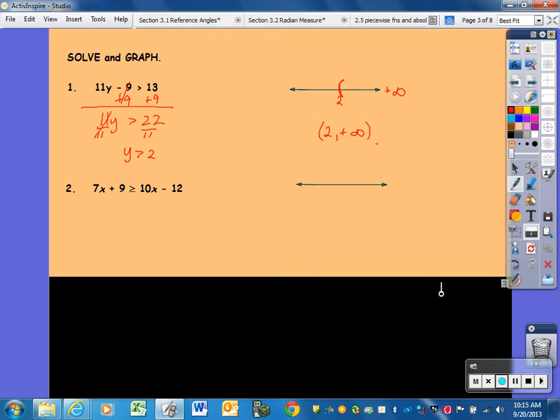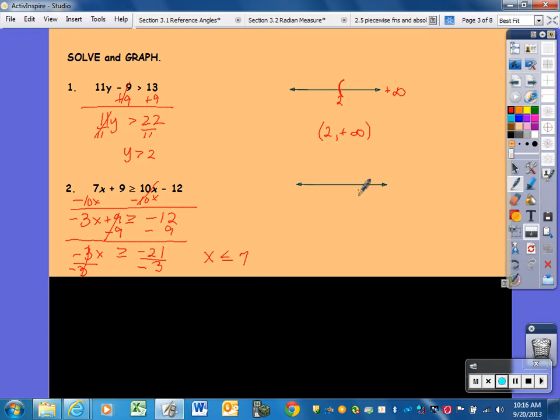Let's try another one. 7x plus 9 is greater than or equal to 10x minus 12. Let's subtract 10x. Negative 3x plus 9 greater than or equal to negative 12. Subtract 9. Negative 3x greater than or equal to negative 21. Divide by a negative. Woo, negative. I have to switch my symbol. X is less than or equal to 7.